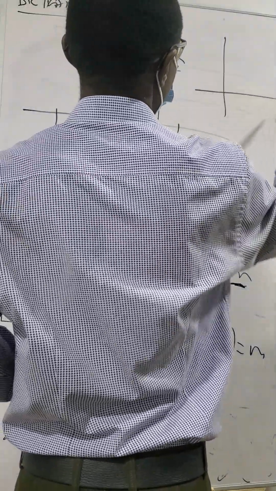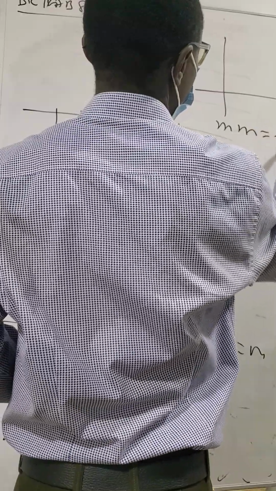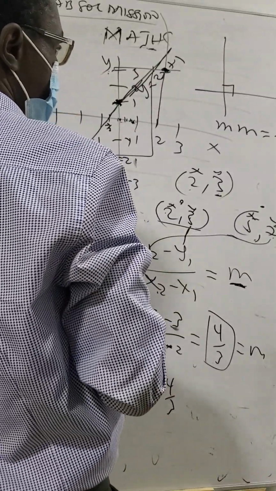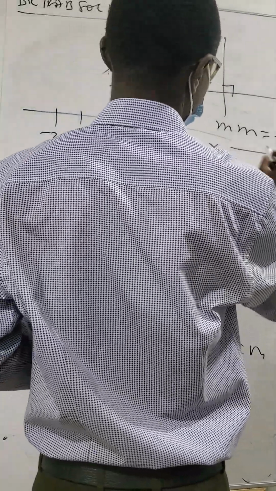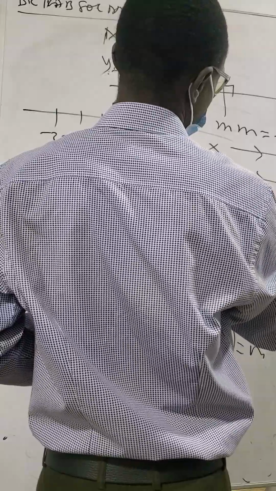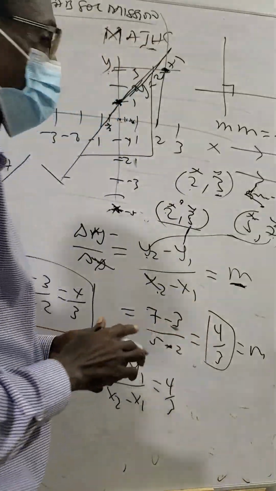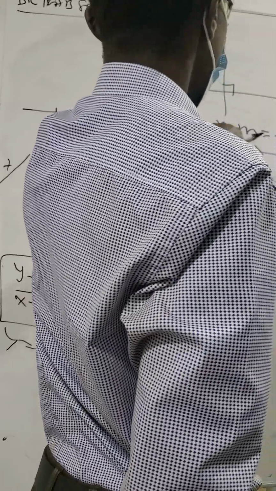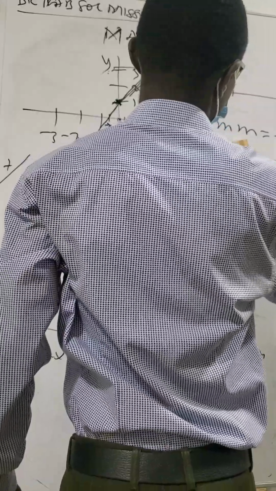When two lines meet, the gradients of two lines which are 90 degrees to each other multiply to give -1. That one you can remember. If two lines are at 90 degrees, if you multiply the gradients, you get -1. If they are parallel, then the gradients are equal.